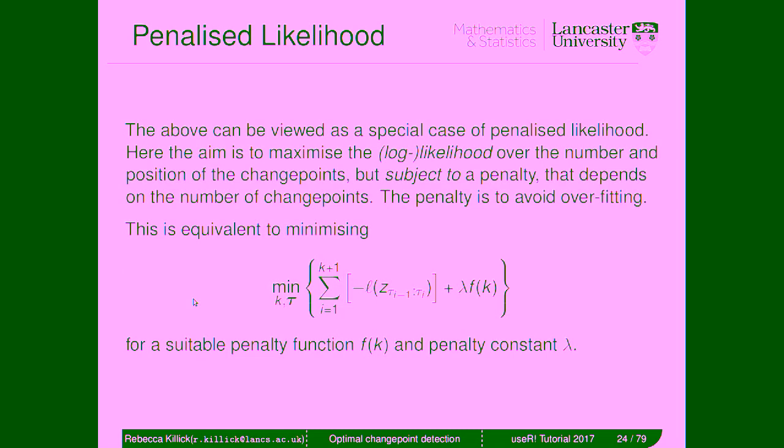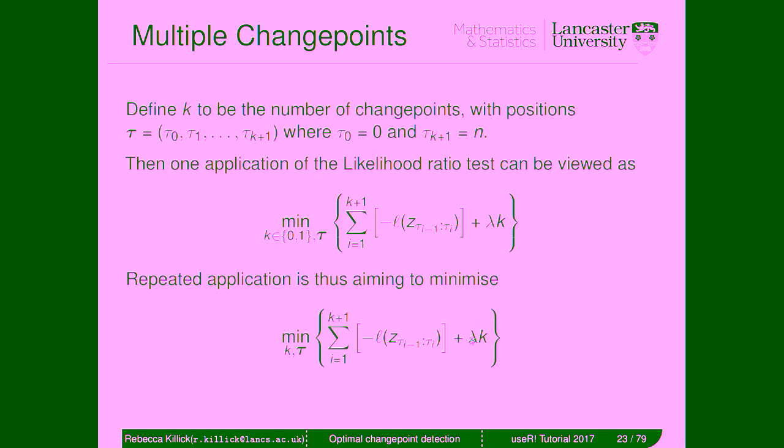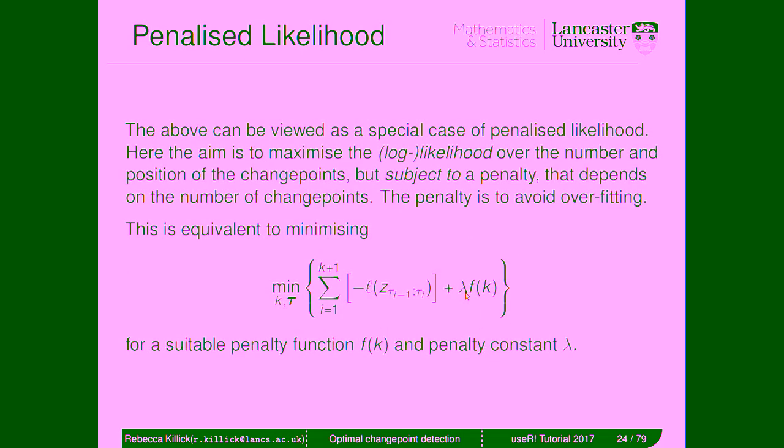And so, as I said, this can be viewed as a special case of what's called penalized likelihood, and that's basically just likelihood, but with a generic penalization factor here. The difference between here and the next slide is that here I'm counting the number of change points, and that's how many lambdas I have. Here, I also have lambda times something that depends on the number of change points, but it doesn't just have to be k. It can be some function of k.